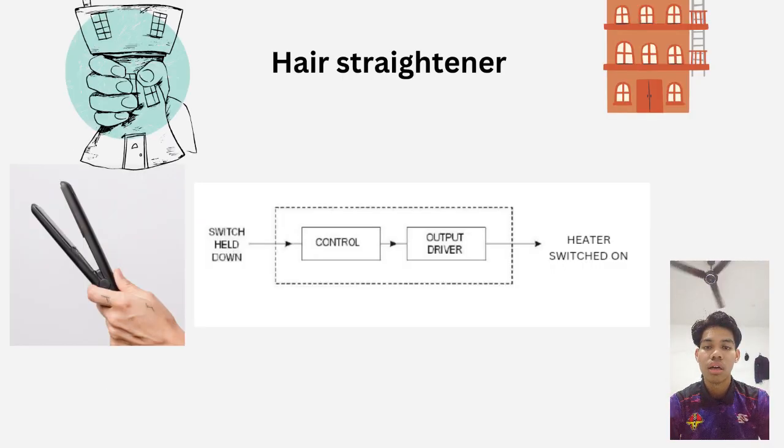Lastly, the block diagram for hair straightener. When the switch is held down, it sends a signal to the control circuit which activates an input driver. The input driver then sends a signal to the heating plate to turn them on, causing them to heat up.